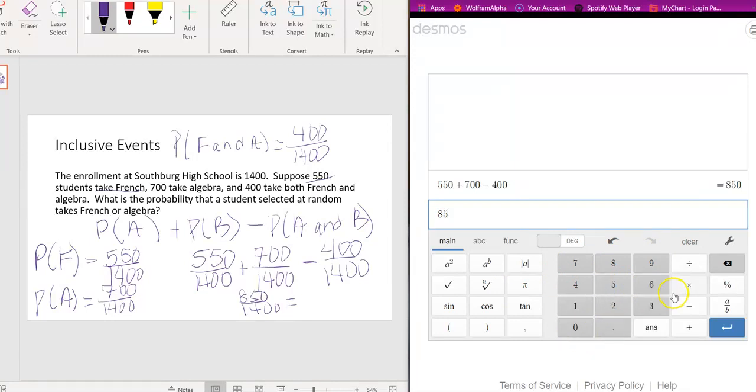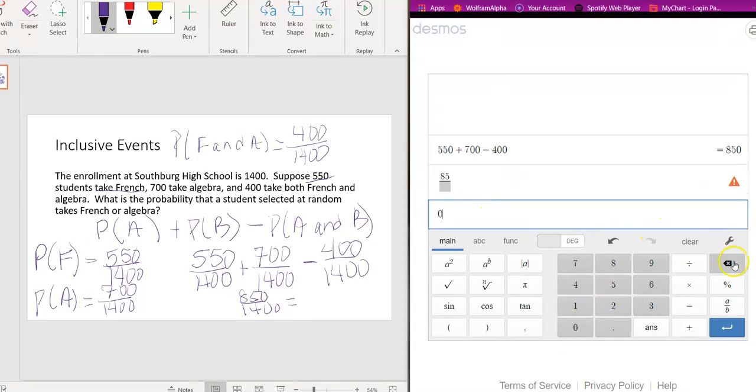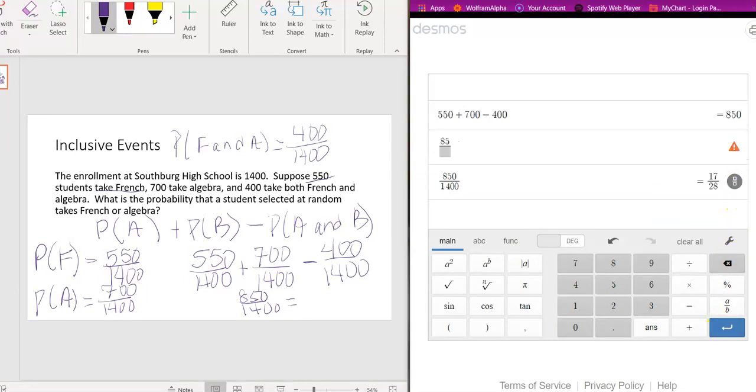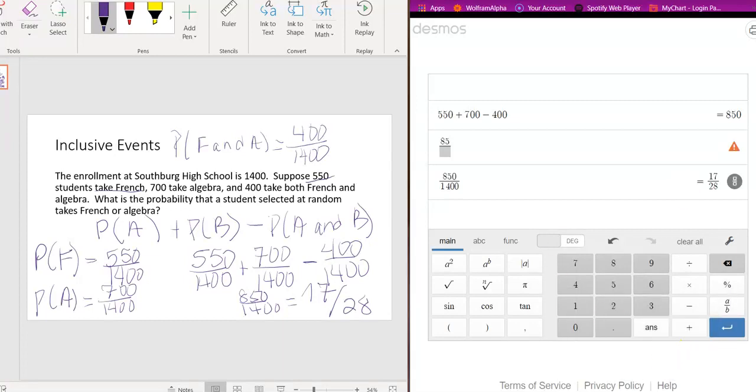More than likely, they simplify. So 850 over 1,400 simplifies to 17 out of 28. So the probability that a student selected at random that takes French or algebra is 17 out of 28, or in terms of the number of students, we have 850 out of 1,400.